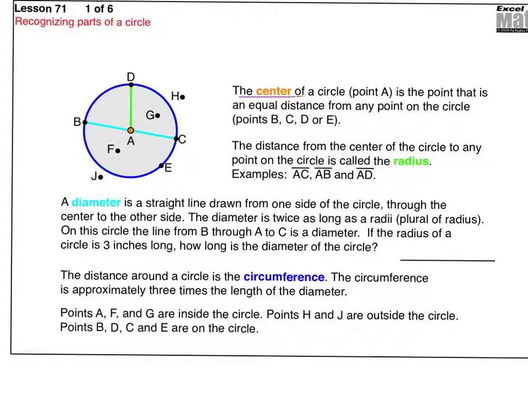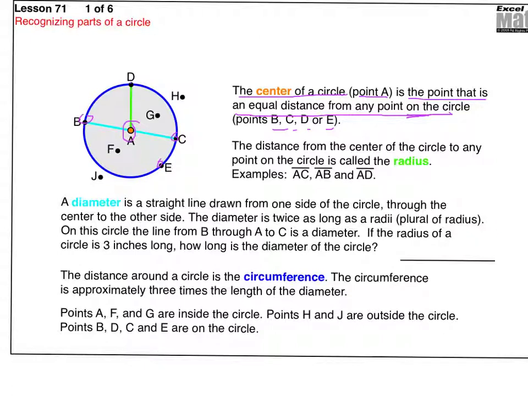The center of a circle, point A, here's the center of a circle, is the point that is an equal distance from any point on the circle. Points B, C, D, or E. Here's point D, point B, point C, point E. Those are all on the circle.